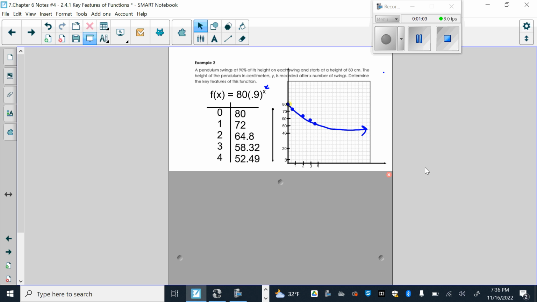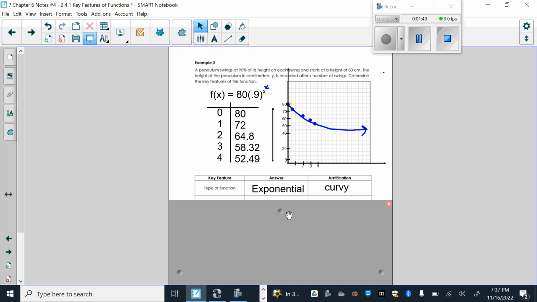I made a table as well as created a graph. So at this point, please pause the video so you can copy down the equation, the table, and the graph. Pay attention to the scale of the graph. I'm going to resume with the example in 5, 4, 3, 2, 1.